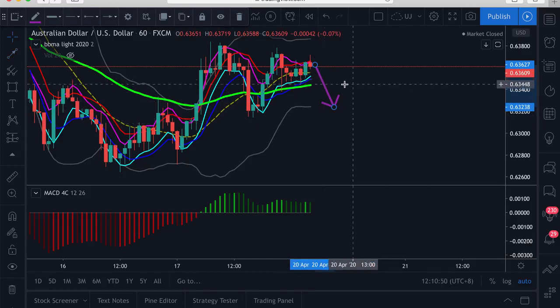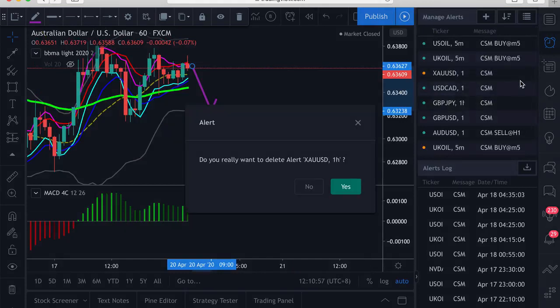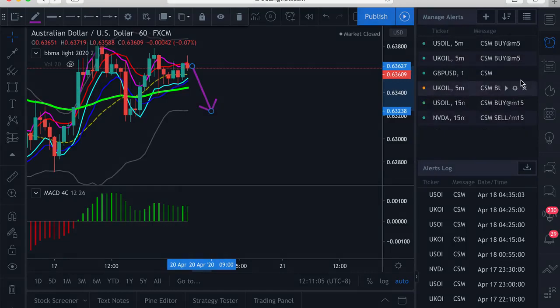So for AUD USD, what we're going to do is set an alert, but let me remove all the previous week's alerts first, because our account can only take 10 alerts at the same time.